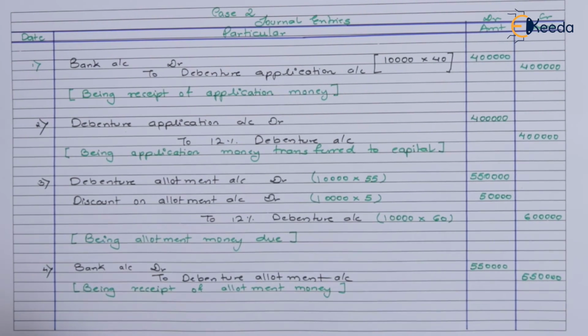So with this we have completed the case 2 details, whereby discount was a part and there are no calls in arrears, no pro rata. It's a simple plain example for you to understand. Now let's go on to the case 3 details here.